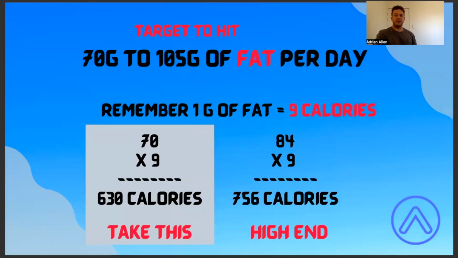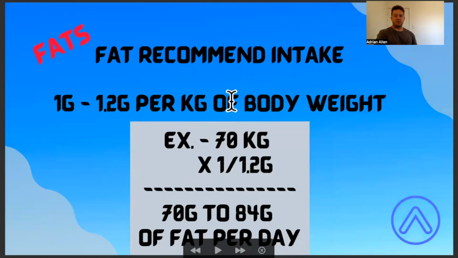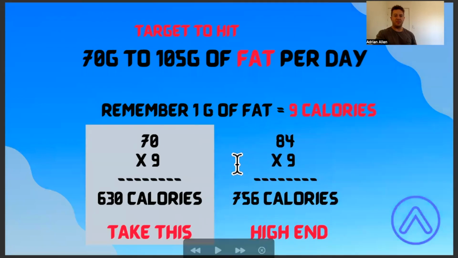So let me just see. We'll get to the multiplication in a second. So again, the 70 grams to 105. Sorry, I messed this up. 70 grams to 84. What did I write 105 for? Apologies there. I don't know why I did that. Should be 70 to 84. Okay, 70 to 84 grams of fat per day.